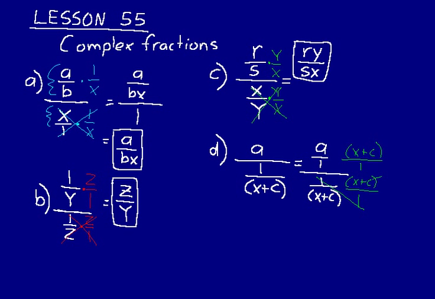Cancel everything in the denominator, and then I'm left with a times x plus c over 1, or just, let me write the answer down here, a times x plus c. Usually what you want to do on an answer like that is expand it out. So our answer, we can write it ax plus ac.